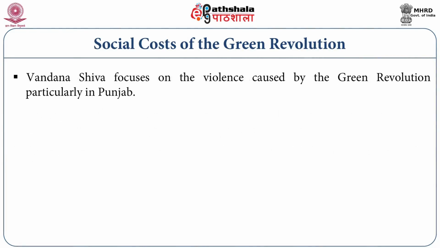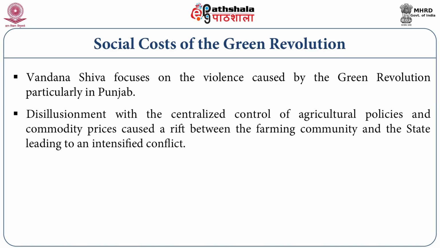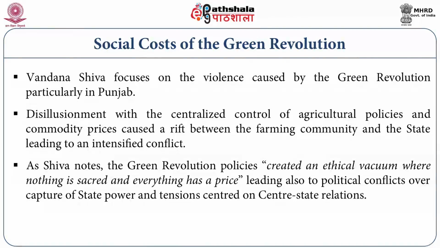Vandana Shiva focuses on the violence caused by the Green Revolution, particularly in Punjab. Disillusionment with the centralized control of agricultural policies and commodity prices caused a rift between the farming community and the state, leading to intensified conflict. As Shiva notes, the Green Revolution policies created an ethical vacuum where nothing is sacred and everything has a price, leading also to political conflicts over capture of state power and tensions centered on center-state relations.